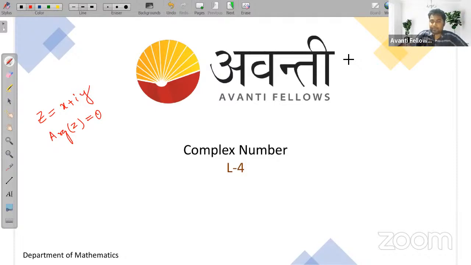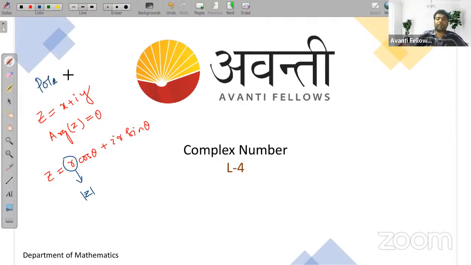Anyone can answer it? Yes, that is actually z is equal to r cos theta plus ir sin theta. Is it or not? So this is the actual polar form of this complex number. So what is r here? Anyone can say what is r? R is actually my mod of z or modulus of z, modulus of the complex number. So this is the polar form of a complex number. Is it or not?